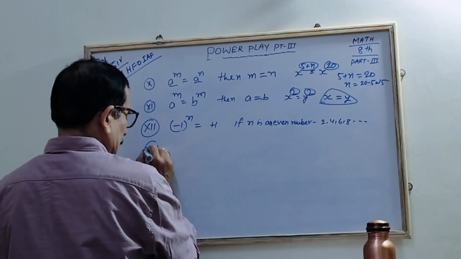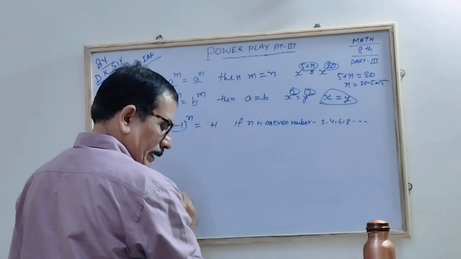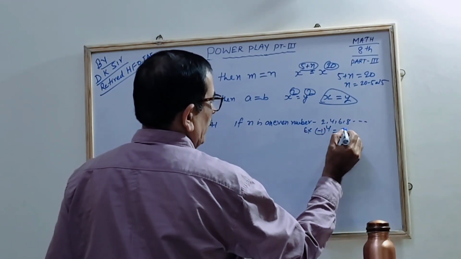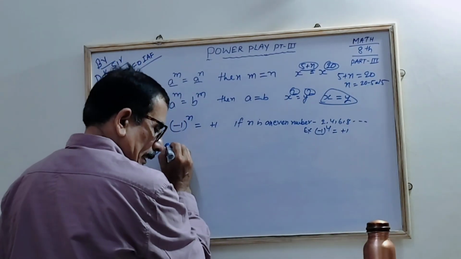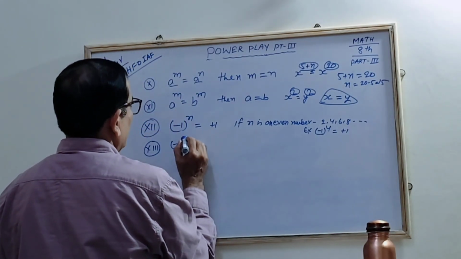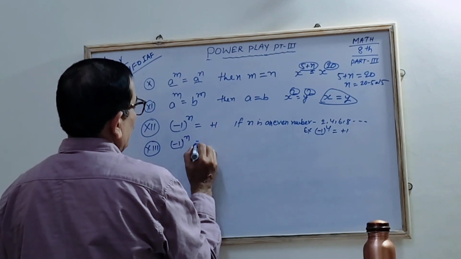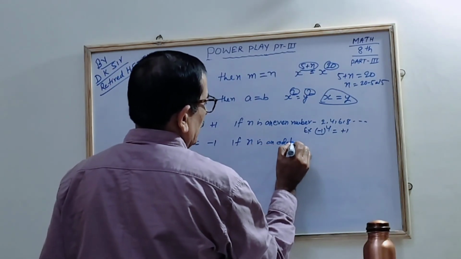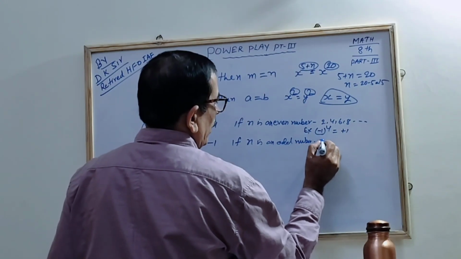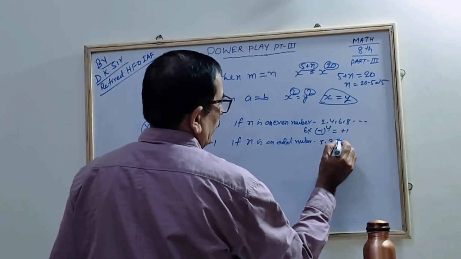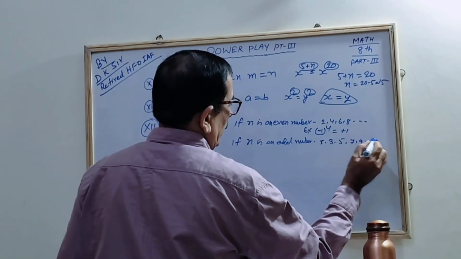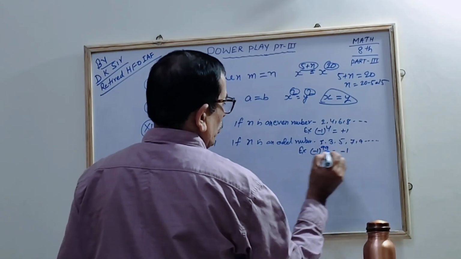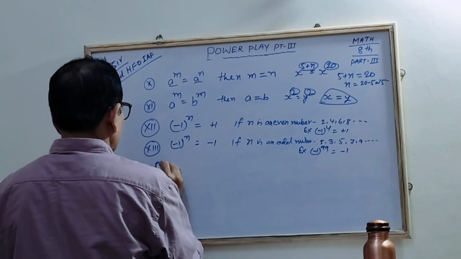Rule number 13. The example also you can see. Minus 1 to the power 4 will be plus 1 only, correct? So rule number 13 is minus 1 to the power n. If n is an odd number, it will be minus 1. Odd number means 1, 3, 5, 7, 9, etc. Correct? We can see the example. If it says minus 1 to the power 99, it will be minus 1 only. Understood? Then next is 14.